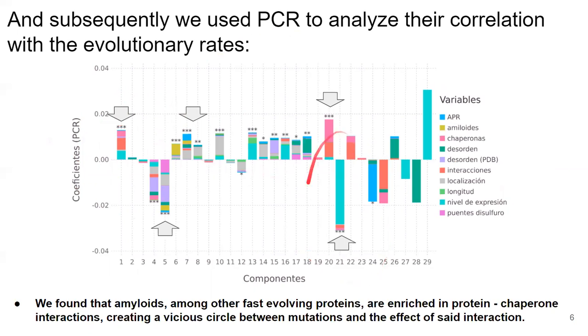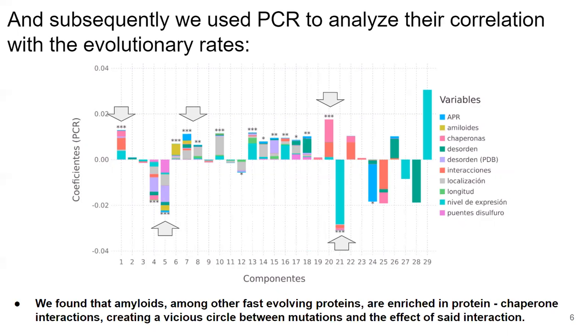Now, if we look at component number 21, that is mostly composed of only expression, we can see a negative correlation. This is really interesting because it's basically saying that if a protein is highly expressed and it evolves fast, it means that it's interacting with the chaperone to buffer this. On the other hand, if a protein is only highly expressed, it's most likely that it will evolve slowly.